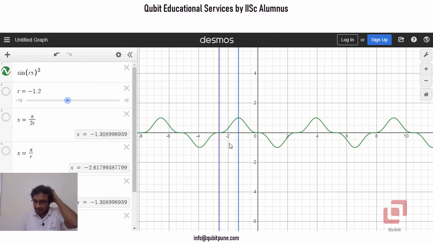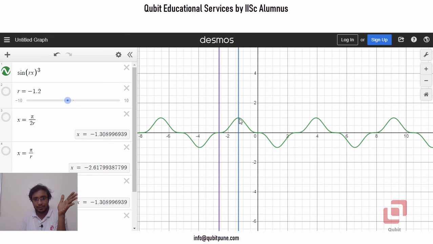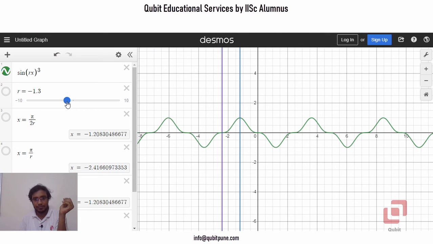And the other one: f is decreasing on the interval negative pi by 2 mod r to 0. Yes, that's exactly what you see. The graph is falling down in this interval, and this behavior is observed for any negative value.